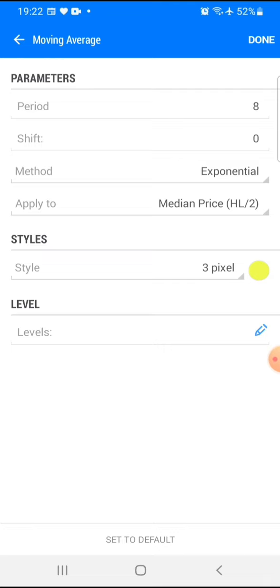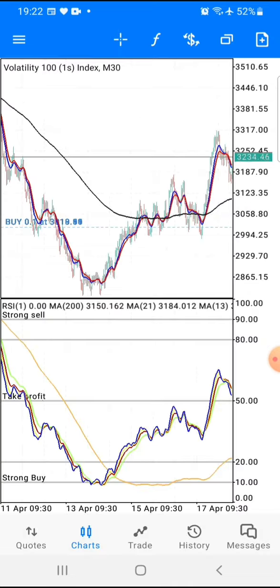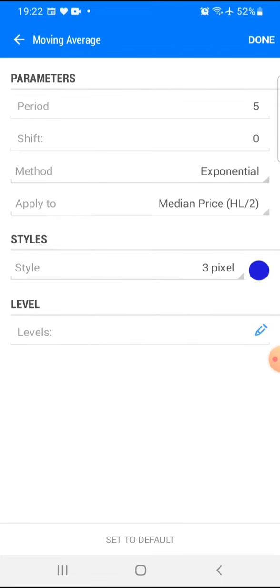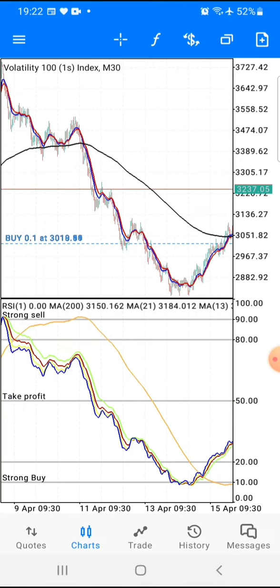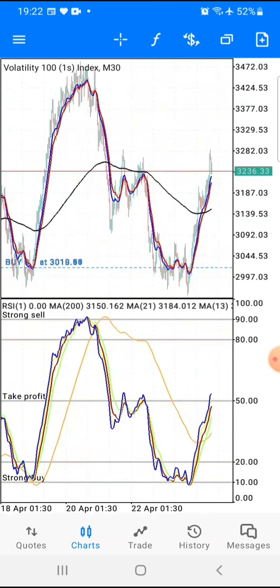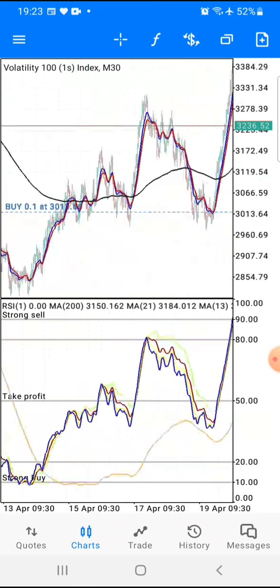And we have period 8, method exponential, applied to median price, 3 pixel in that color, yellow. The last one we have period 5, shift 0, method exponential, guys. The same thing, it's just the color you need to change. The color is blue. Yeah. So let me show you guys how to actually make money with this.